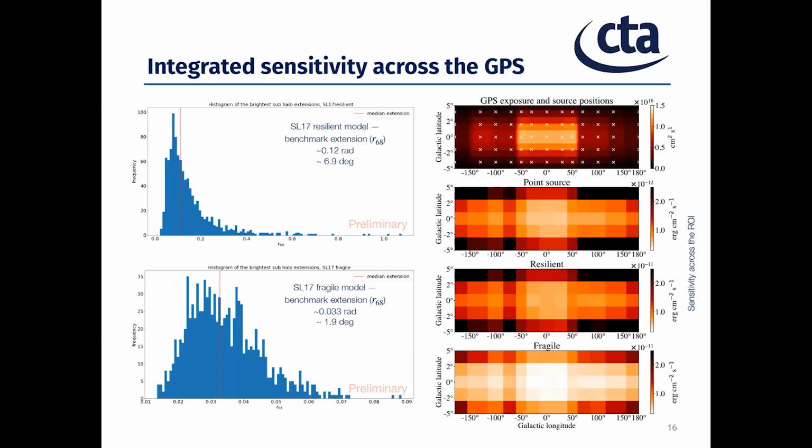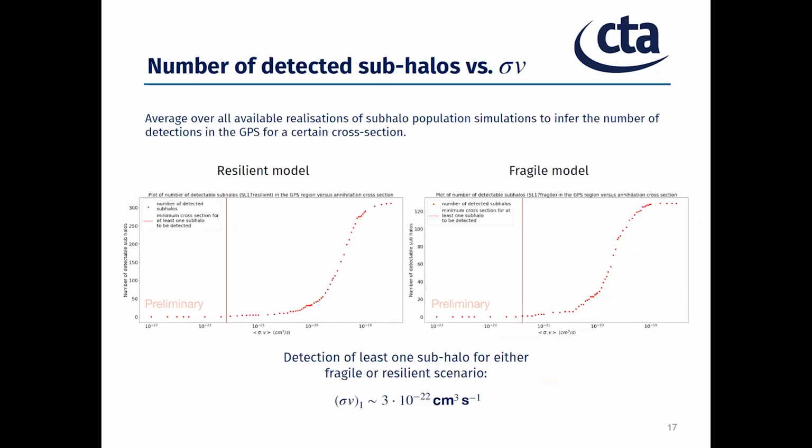So for the population study, as I mentioned, we considered 2 different populations. One was the resilient model, one was the fragile model, depending on how the subhalos behaved under tidal forces. And what we did for the population study, we assessed the integrated sensitivity to some benchmark subhalos from each population, and then we compared the subhalos in the population with the integrated sensitivity needed for detection. We assessed the cross section needed for detection of at least one subhalo in the population, and this gives us an order of magnitude of 10 to the 22 centimeter cubed per second for detection of one single brightest subhalo.